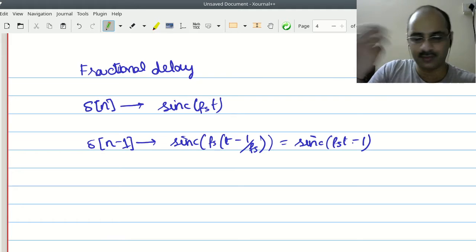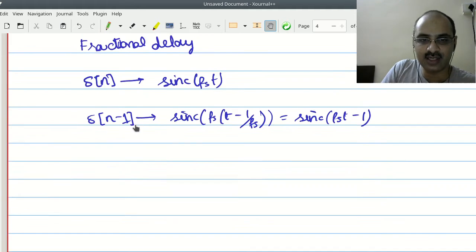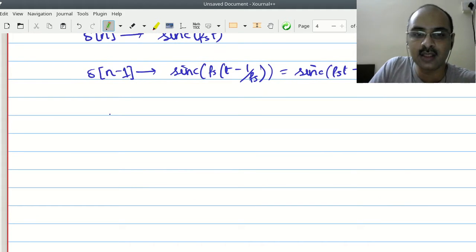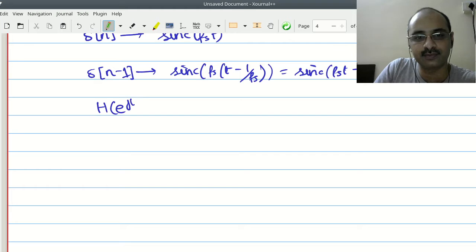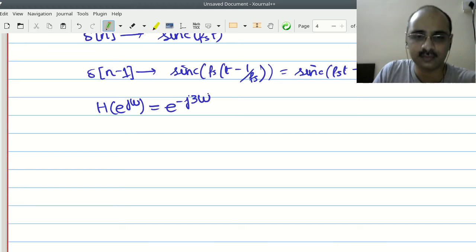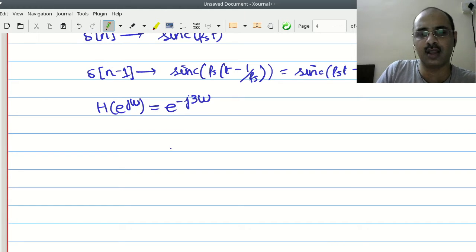Okay. Now that we have this information in the back of our mind, let us actually look at one of the example problems that was given to you. Okay, I'm going to take a slight modification. Let me give you this filter. Let's say e power minus j 3 omega. This was given to you. Okay. Now how do we understand this?